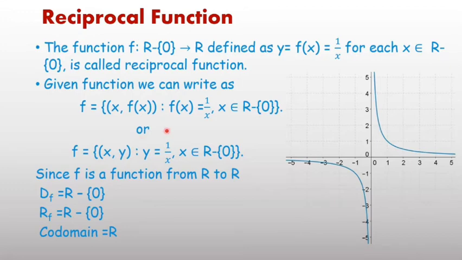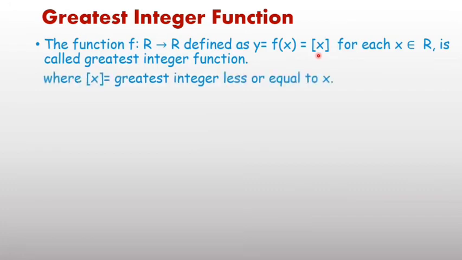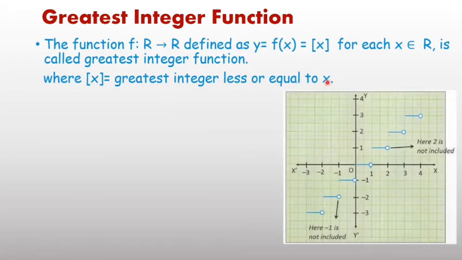Now next, greatest integer function. The symbol for the greatest integer function is this. In this bracket you have to write x. It is known as the greatest integer function, defined as the greatest integer less than or equal to x.